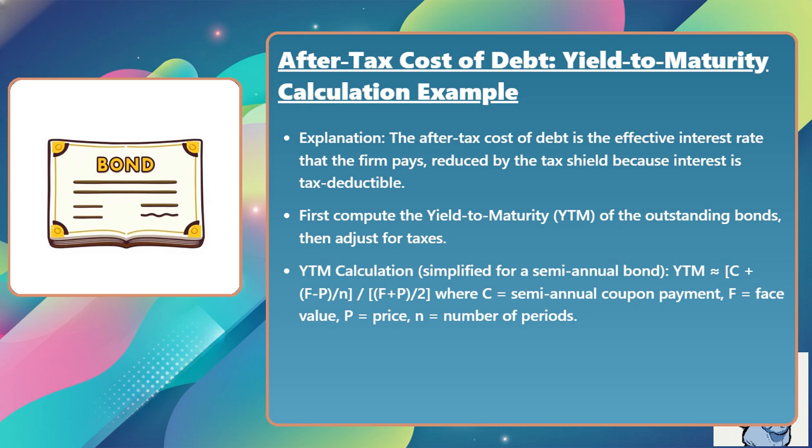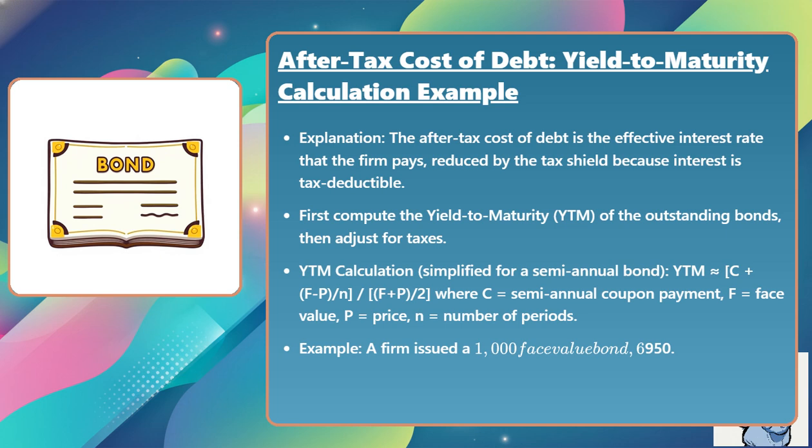YTM approximately equals open bracket C plus open bracket F minus P close bracket divided by N close bracket divided by open bracket F plus P close bracket over 2 close bracket, where C is the semi-annual coupon payment, F is face value, P is price, N is number of periods.